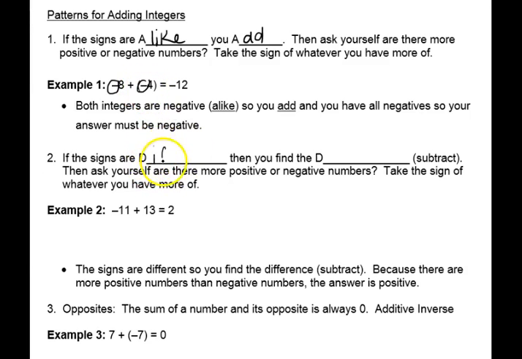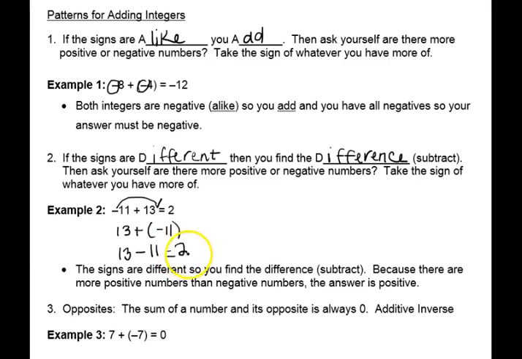If the signs are different, you're going to find the difference. And remember in math, finding the difference means to subtract. I can use the commutative property to rewrite this problem. 13 plus negative 11. The negative 11 just commuted or traveled behind the 13. We should still get the same answer. And then in class we talked about adding a negative is the same thing as taking away that number. So 13 minus 11 is 2.